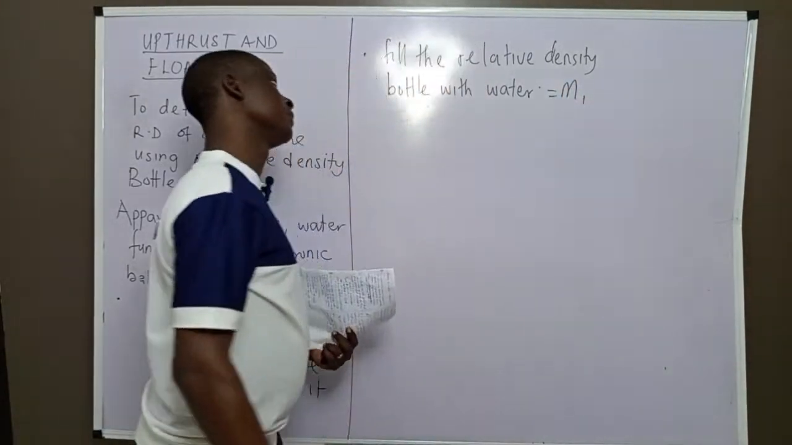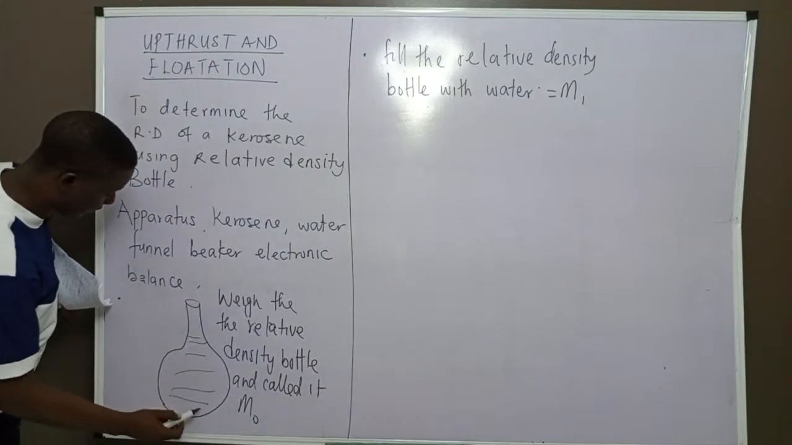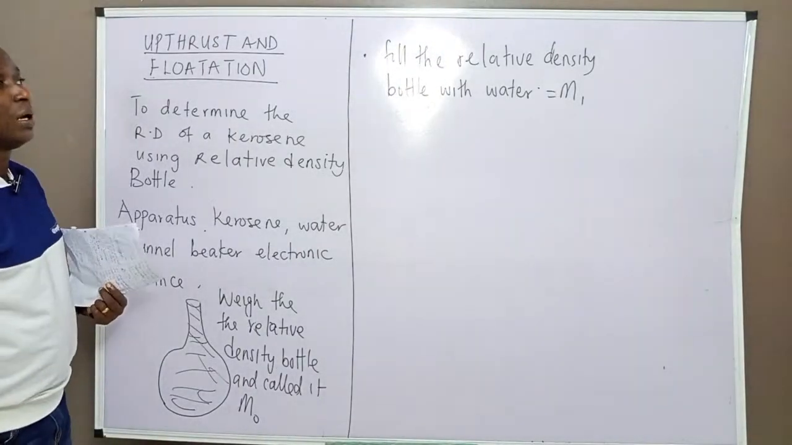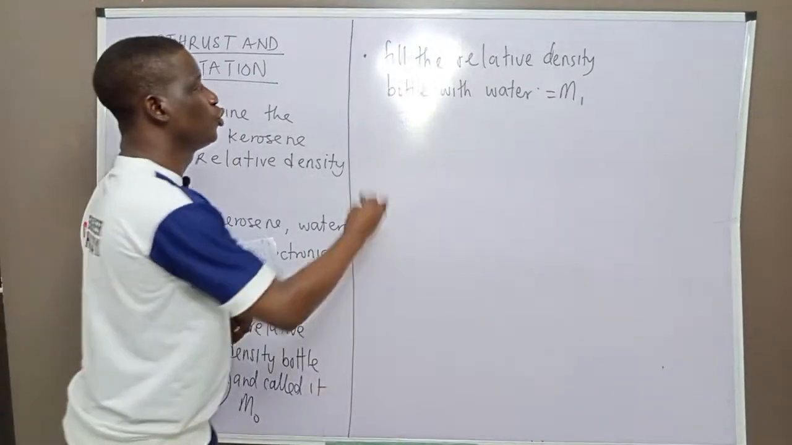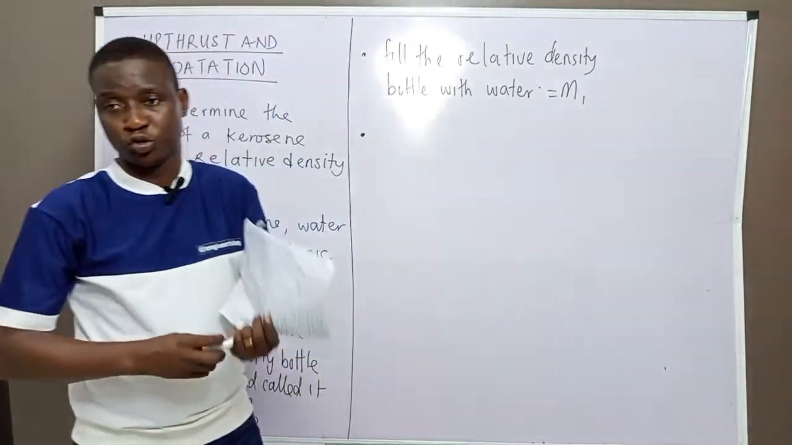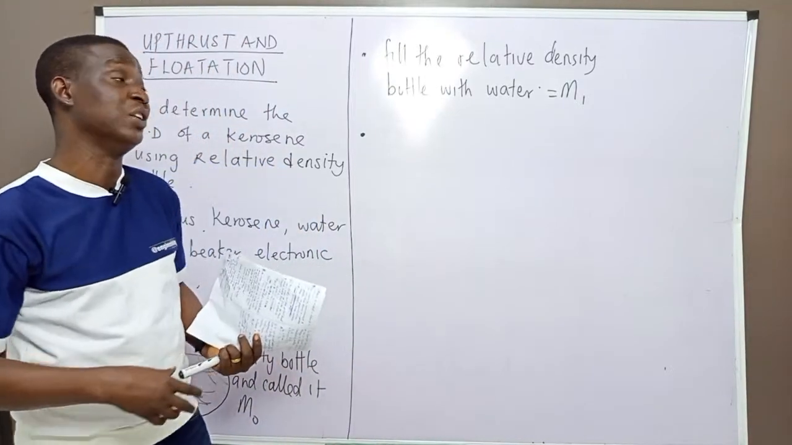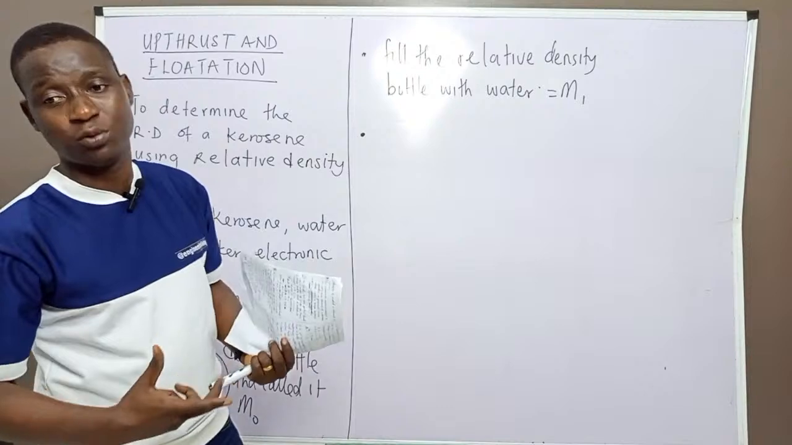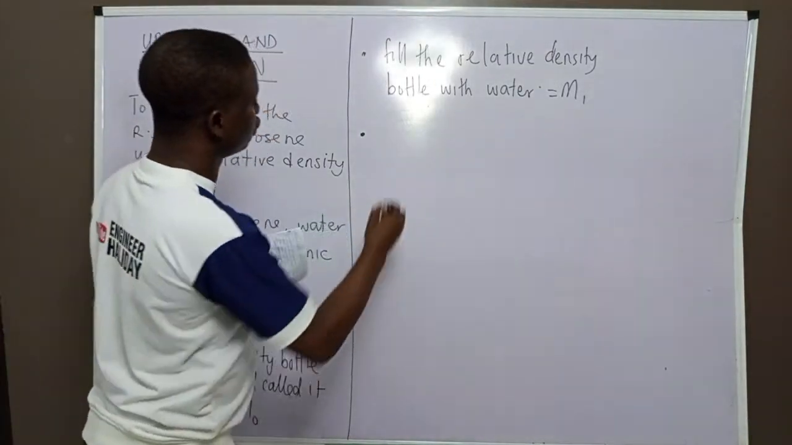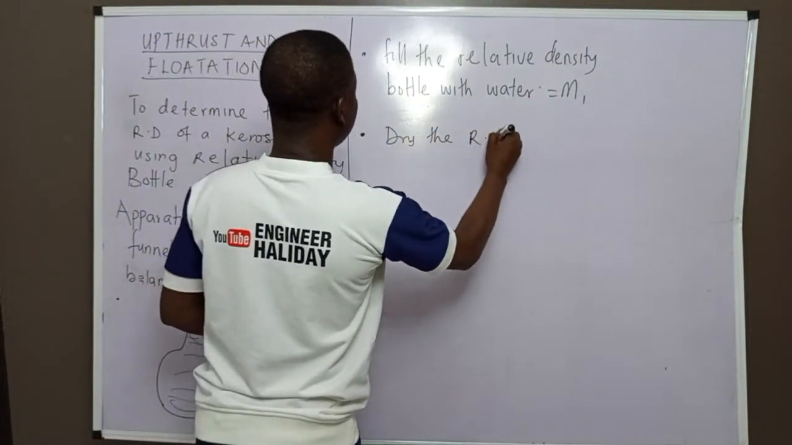M1. That means that after you pour water inside it, you fill it with water and call it M1. Then you dry the bottle. You know why you need to dry the bottle? Because if you don't dry the bottle, some particles of the water will be on the surfaces of the relative density bottle. So you dry it. One of the precautions is that you dry the relative density bottle.